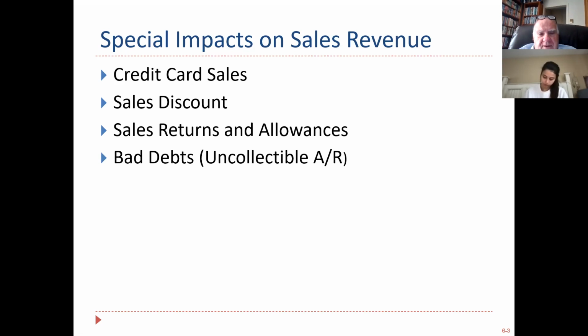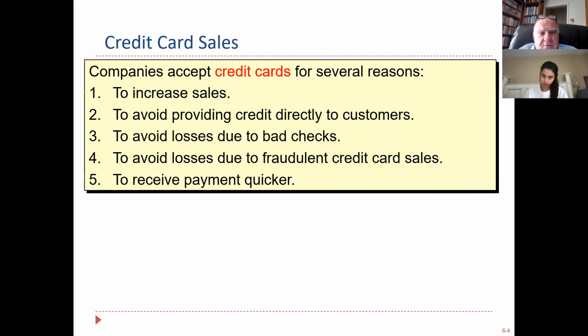Then we have something called bad debts expense, which is a tricky part of this chapter. But let's see where they take us. Credit card sales. Companies accept credit cards for a lot of obvious reasons, to increase sales. You get paid right away. There's no bad checks. Any fraud on the part of the guy passing the credit card is not going to impact the business, and you get paid quicker.